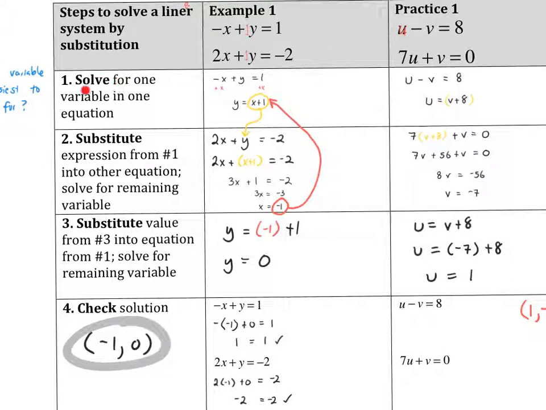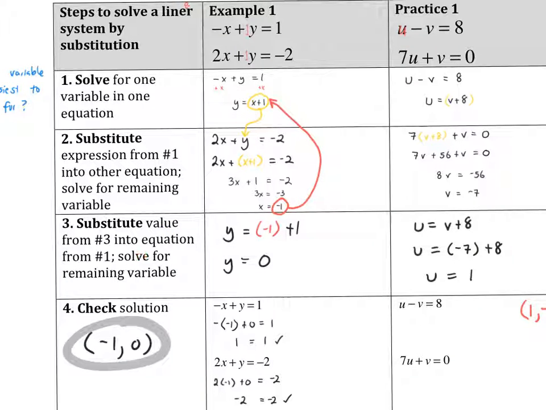SSSC. First, we're going to solve for one variable in one equation. Then we're going to substitute whatever we get into the other equation, and we're going to solve for. So solve for, substitute, solve for. Then we're going to substitute the value anywhere.